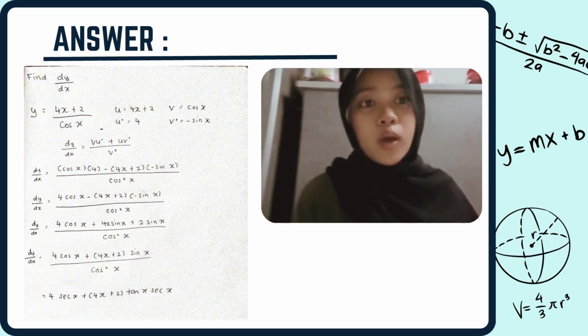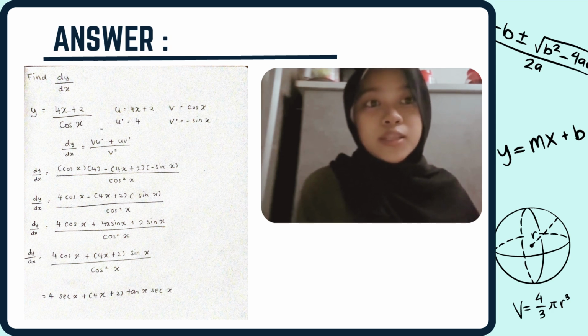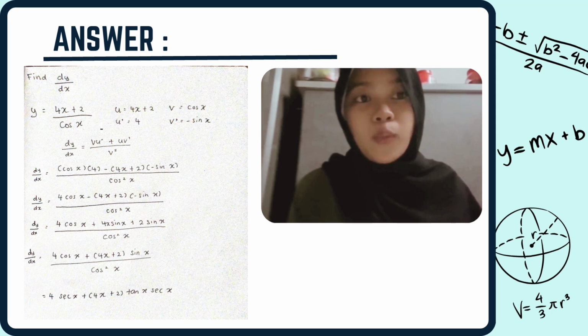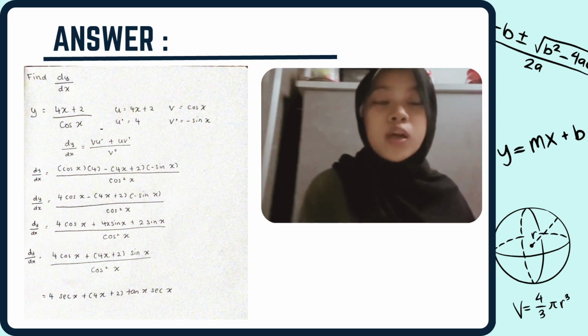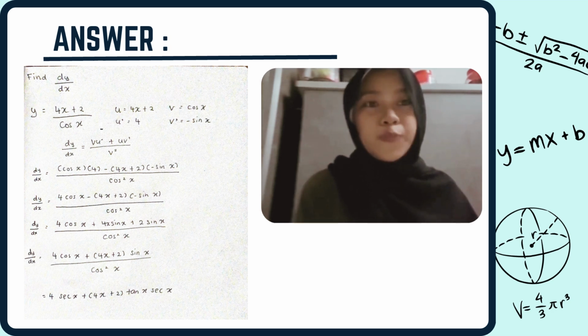With its formula, dy over dx equals (vu' minus uv') over v to the power of 2. So we're going to identify what is u, v, u prime and v prime. We take the top one, which is 4x plus 2, as u and the bottom, cos x, as v. So how do we find the primes?